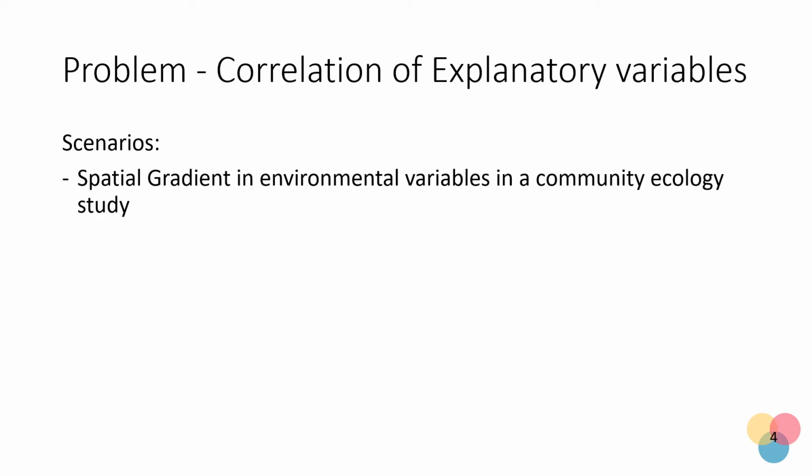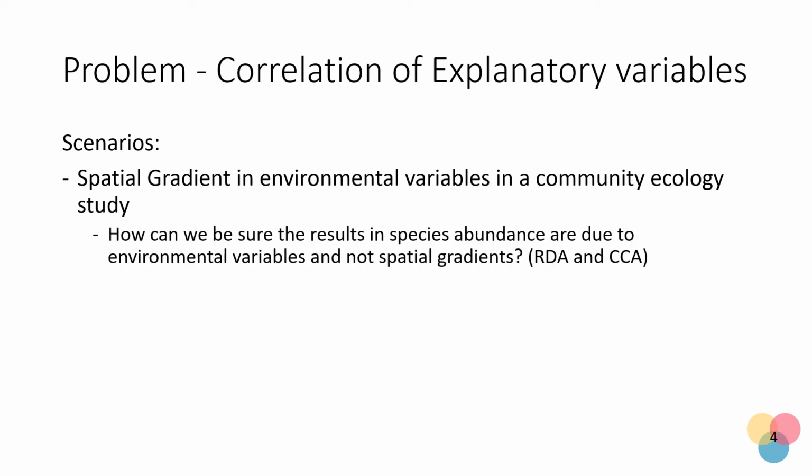Just to give you an idea of some scenarios where these methods would be highly relevant and useful, there's this foundation of these methods within environmental science. This example in community ecology has a spatial gradient at your sites, and you also have some measured environmental variables in your study, but you're not sure how much the species abundances you measured were actually due to the environmental variables that you measured at your different sites or due to some underlying spatial gradients that you did not measure.